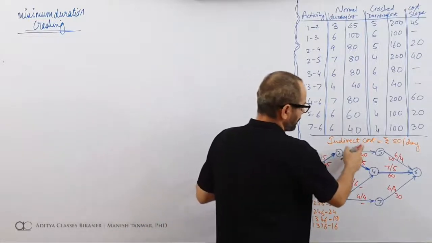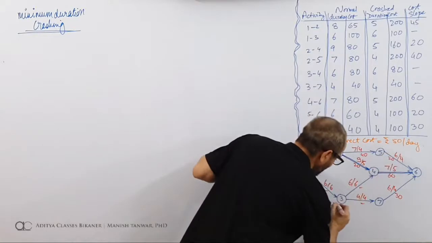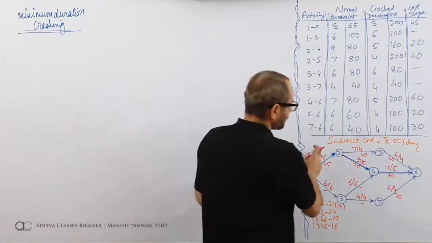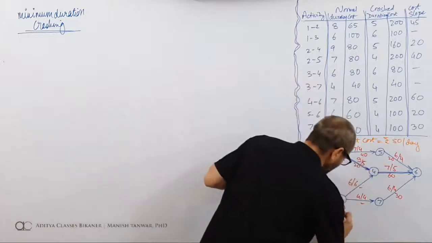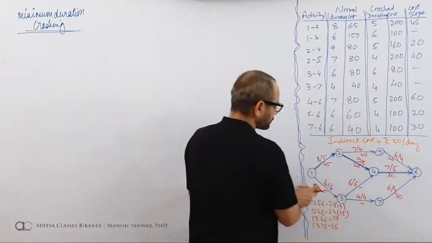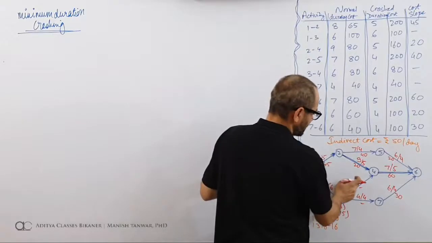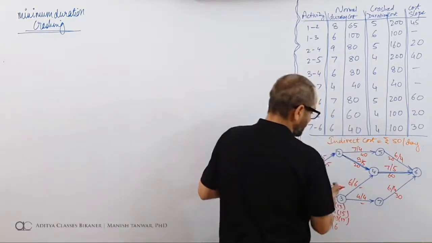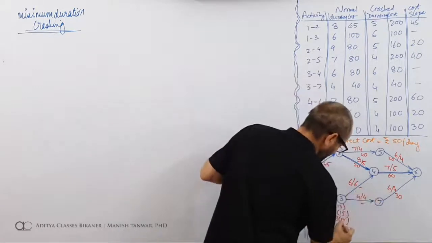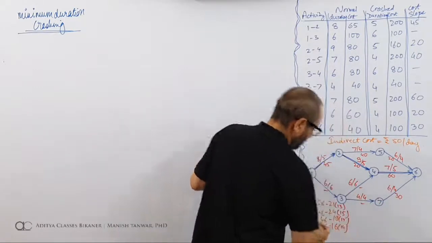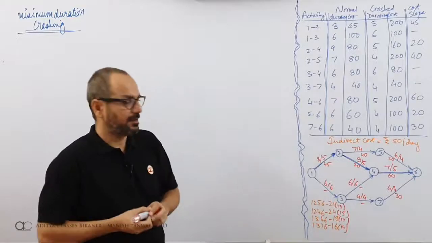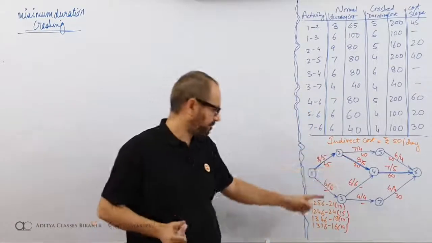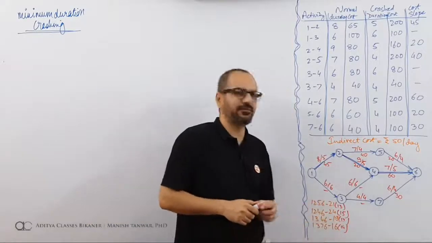5 and 4, 9, 9 and 4, 13. If everything is crashed, the duration will be 13. 5 and 5, 10 and 5, 15. 6 and 6, 12, 12 and 5, 17. 6 and 4, 10, 10 and 4, 14. So, right now who is critical? 24. But if you crash everything up, what will be critical? 17.